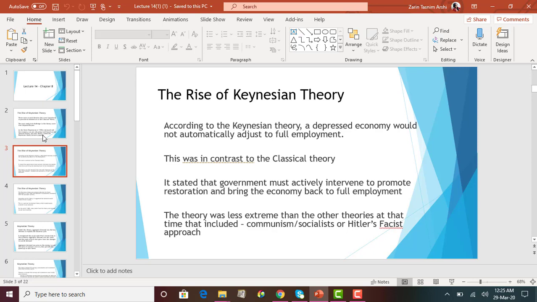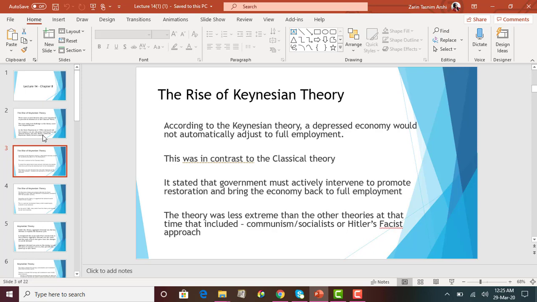But Keynesian theory is saying that if we have a recession or depression, the economy will not automatically adjust to full equilibrium. A third agent has to act in order to bring the economy back to equilibrium. Basically, they are saying that in this type of situation, the government is the one who should intervene in the market. Again, this is the biggest difference between classical theory and Keynesians. Classical theory said there's no government at all, whereas Keynesians are saying that in cases of depression, when the economy is going through bad times, government must intervene in the market to bring the economy back to equilibrium.